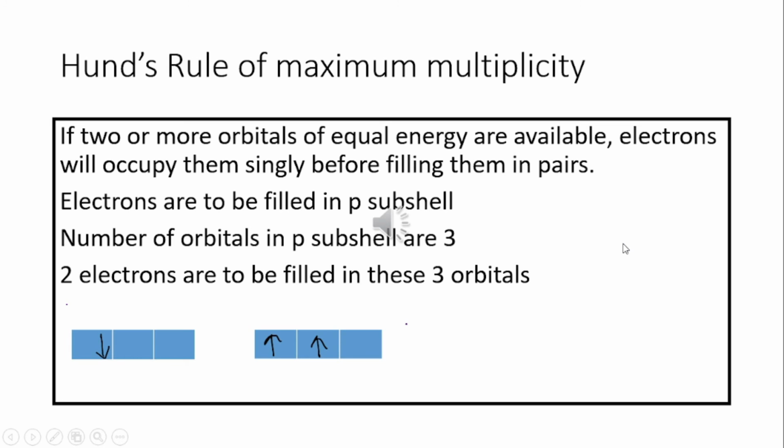Hund's rule of maximum multiplicity. When we have to fill up electrons in more than one orbital, then we have to use Hund's rule of maximum multiplicity. If two or more orbitals of equal energy are available, electrons will occupy them singly before filling them in pairs. That means all the orbitals will get singly occupied first, and when all the orbitals are half filled, then and only then pairing of electrons will take place.